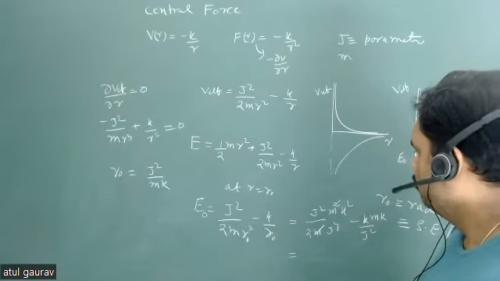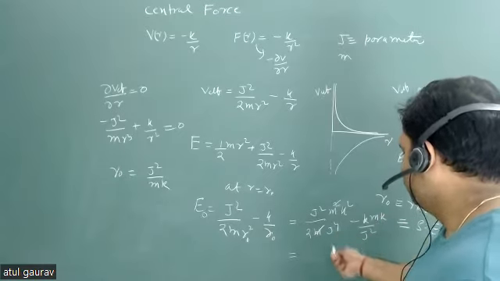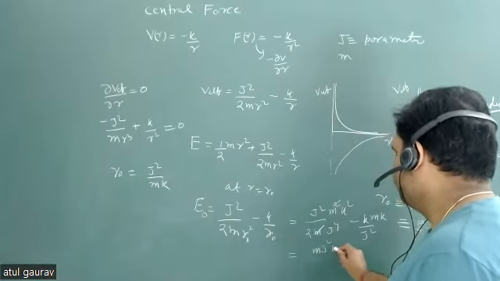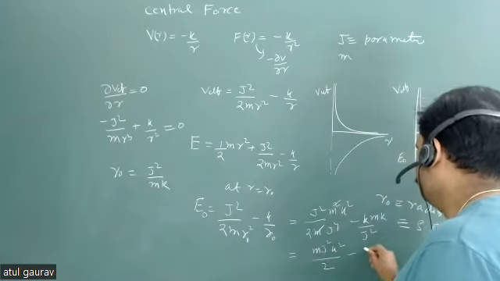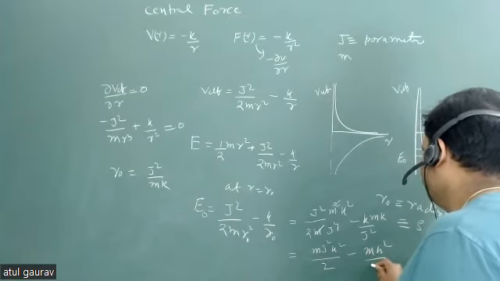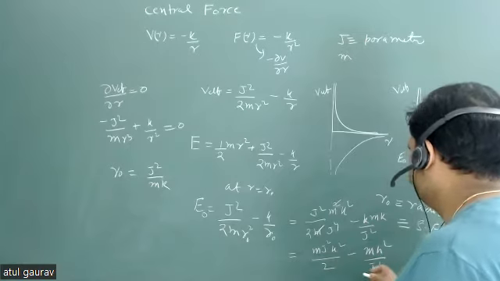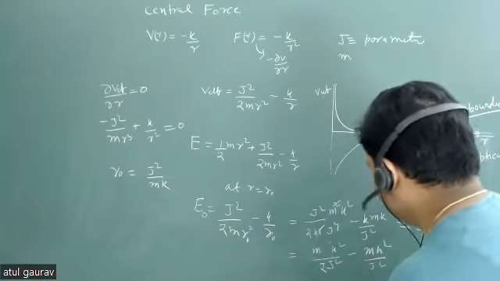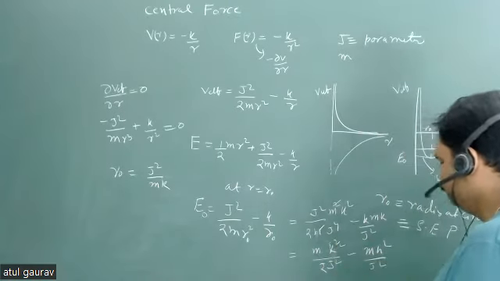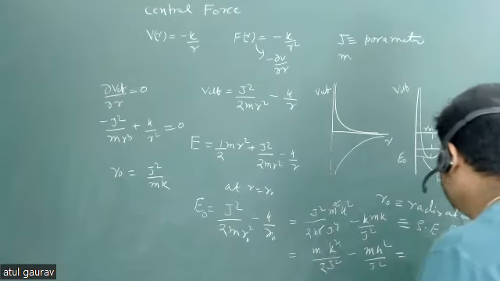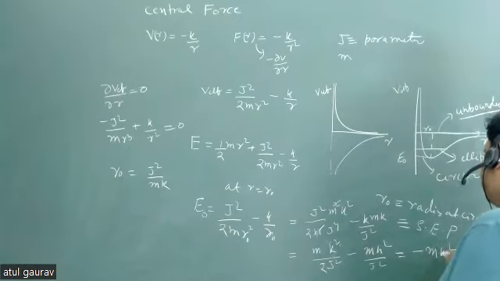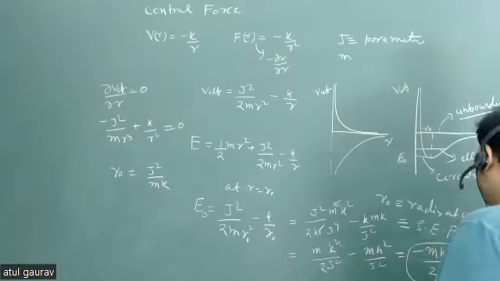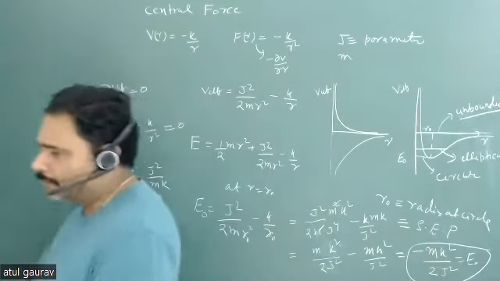Here is k square and this j square is also there. So you have m k square by 2 j square minus m k square upon j square. Sorry, upon 2j square: m k square by 2j square. Am I correct? Check once and calculate. And what is this value? This value is minus m k square upon 2j square. So this is the value of energy for circular orbit for Kepler's problem, isn't it?